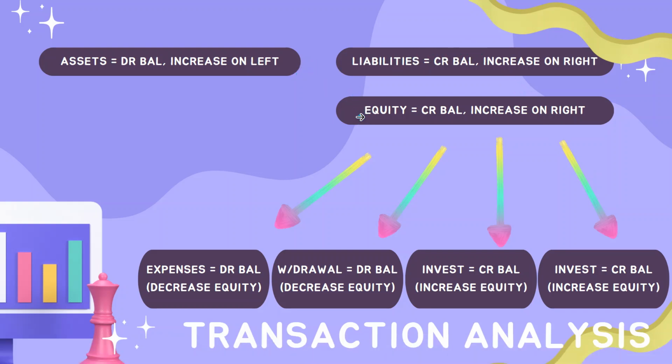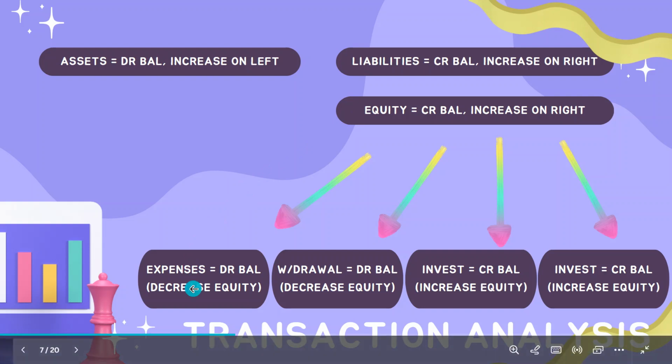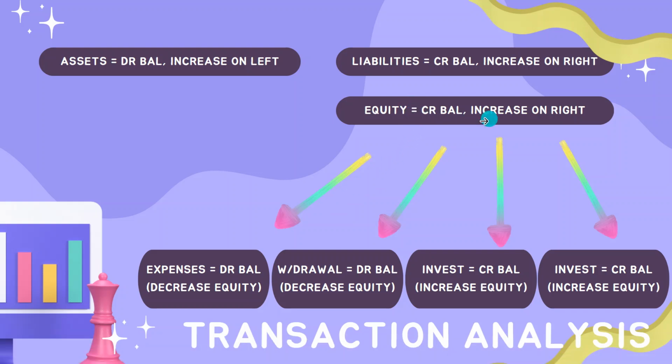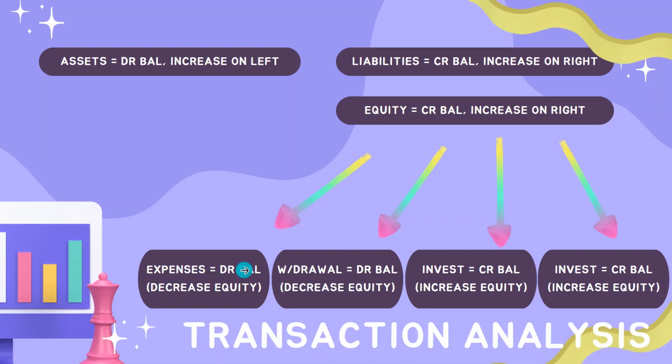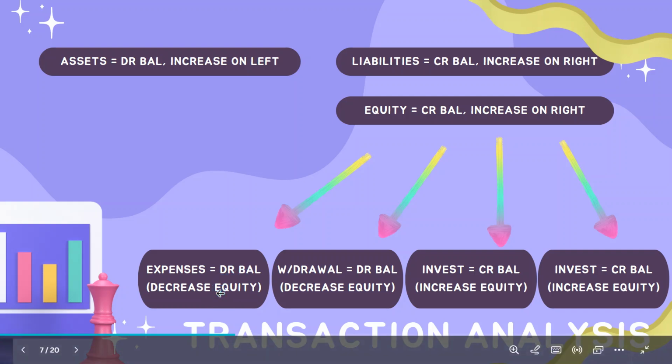So, during the month, you are going to have expenses. Remember that equity has a credit balance. They increase on the right. Expenses decrease the value of your company. So expenses have a debit balance because they decrease equity. So you always debit expenses.